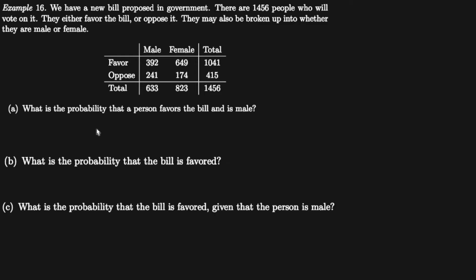Hello everyone. Today we're going to be going over conditional probability. So here we have some examples.